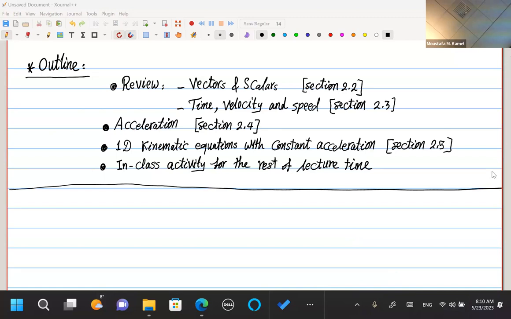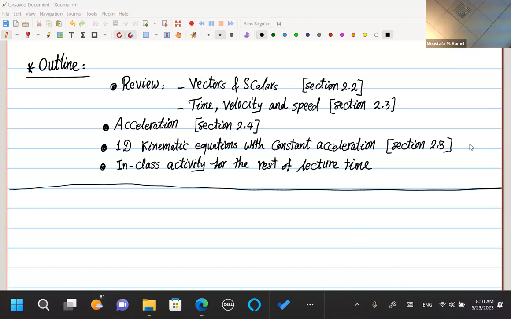As I was saying, we will start with a review on what we covered yesterday, vectors and scalars, which is section 2.2 in the book. Then we will cover time, velocity, and speed, which is section 2.3. And then we will start a new topic, which is acceleration. I touched on it briefly yesterday, but really, I didn't say anything except the definition.